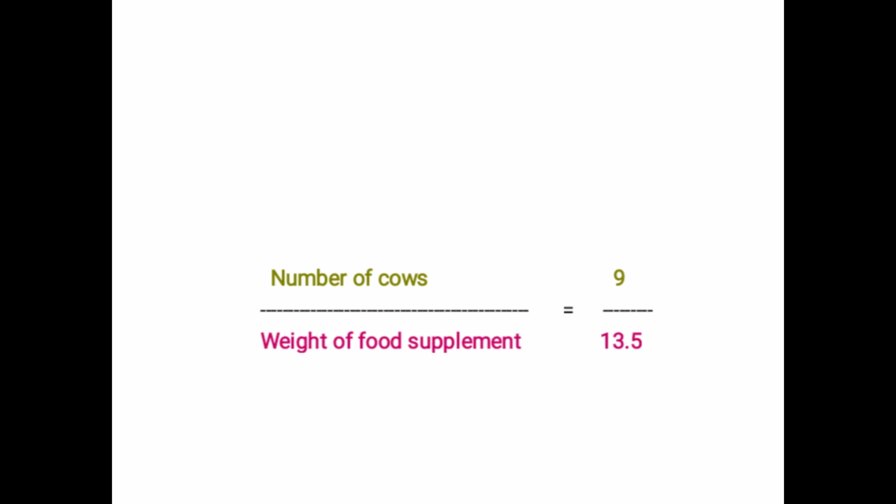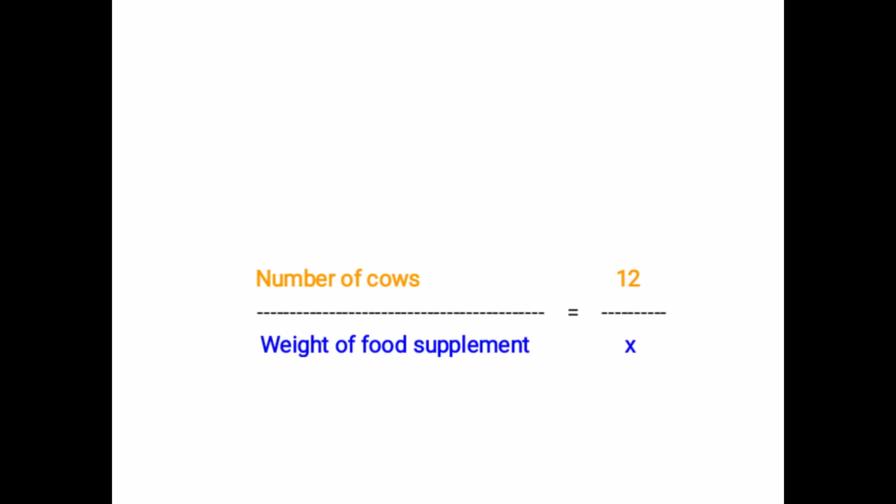Number of cows is 9 upon weight of food supplement 13.5. Number of cows upon weight of food supplement is equal to 9 upon 13.5. This you have to write as the first ratio. For 9 cows, 13.5 kilogram of food supplement is required. Then for 12 cows, how much food supplement is required? You have to find it, so take the value x. Let x kg of food supplement be required for 12 cows.